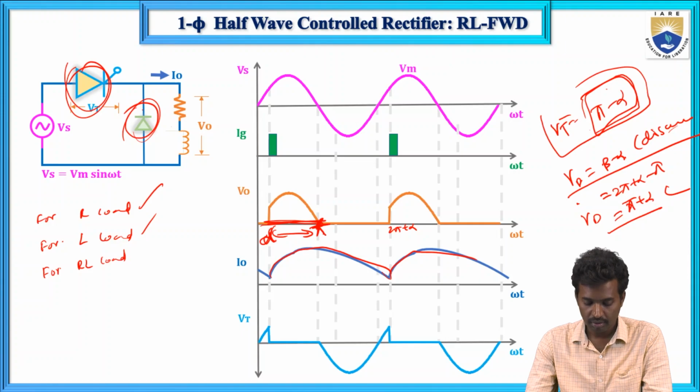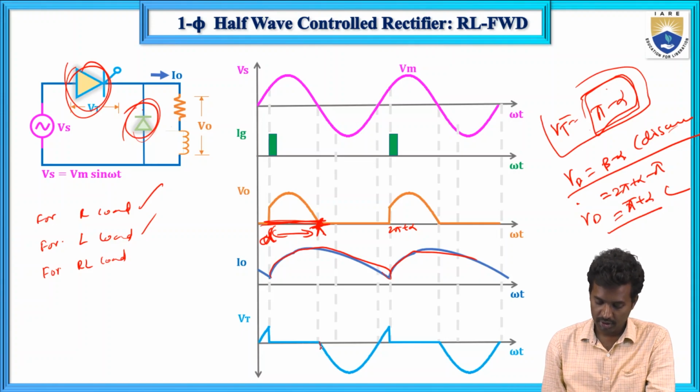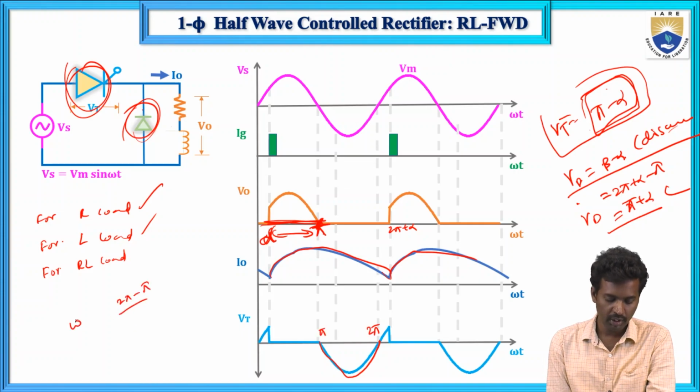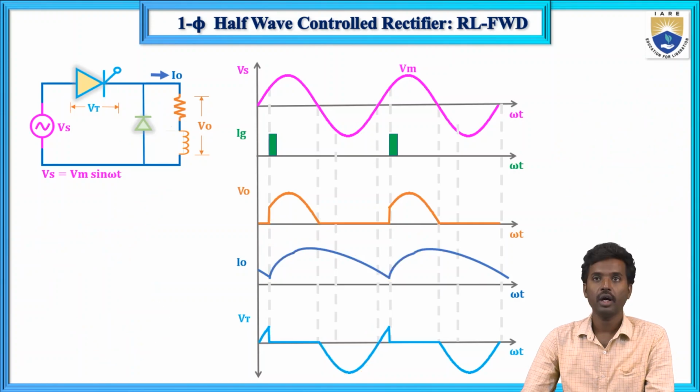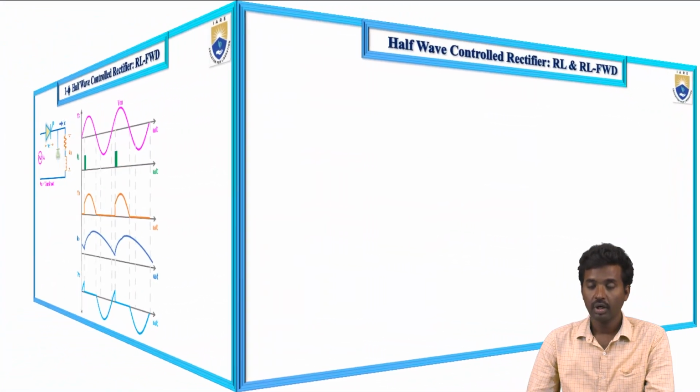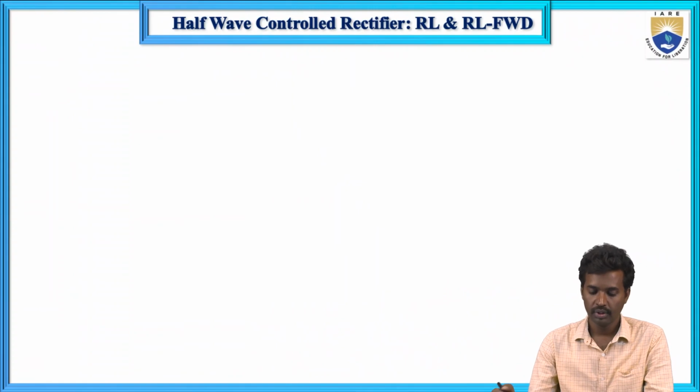Now, the circuit turn off time is the time for which the SCR is in reverse bias. This is pi, 2 pi, and this is pi. So (2 pi minus pi) by omega is Tc, and Tc equals pi by omega. I hope all these concepts are clear to you regarding RL load and RL with freewheeling diode.